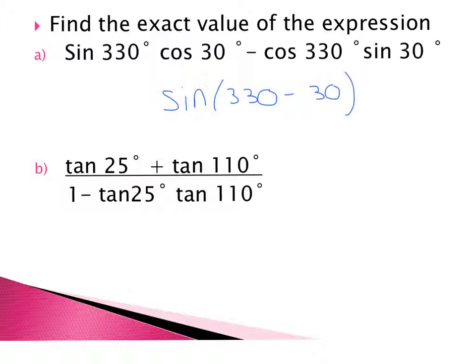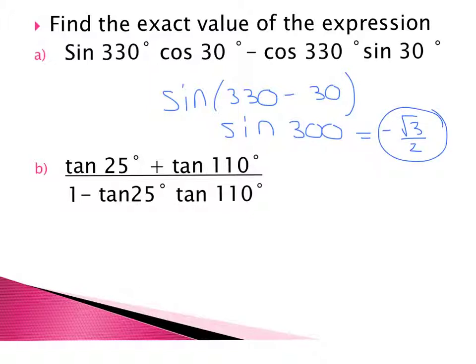So 330 minus 30 is the sine of 300 degrees. It has a reference angle of 60 degrees. At 60 degrees, sine is what? So that is going to be root 3 over 2. However, because we're in quadrant 4, I know I have a negative solution. So that's how we use reference angles to help us out. So my answer is negative root 3 over 2.